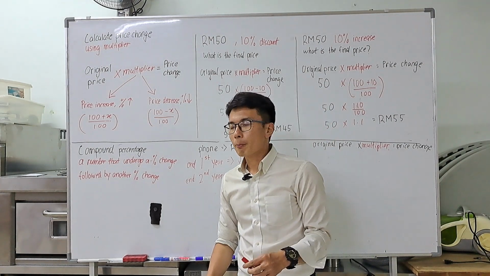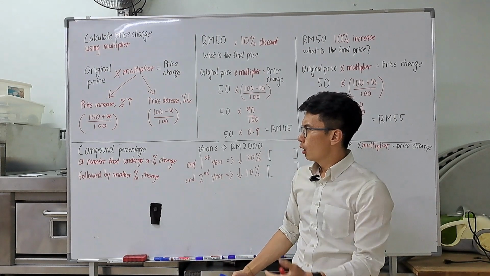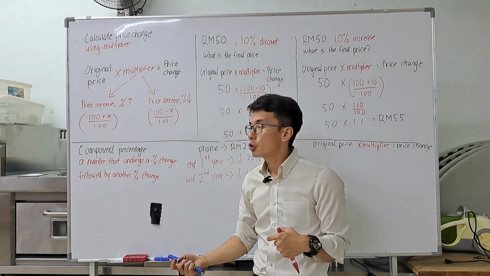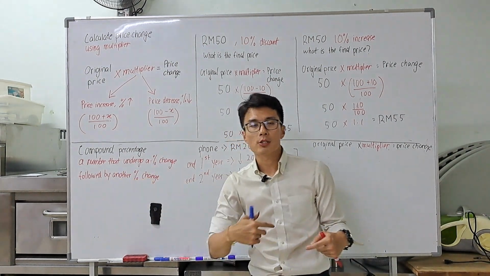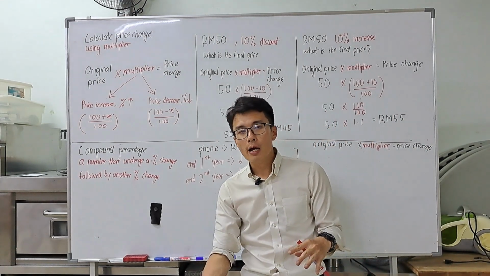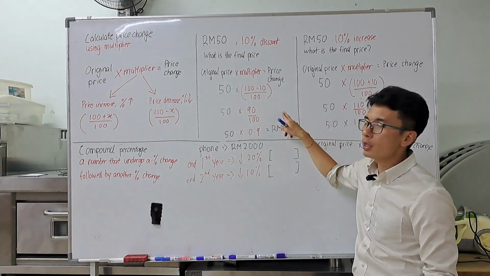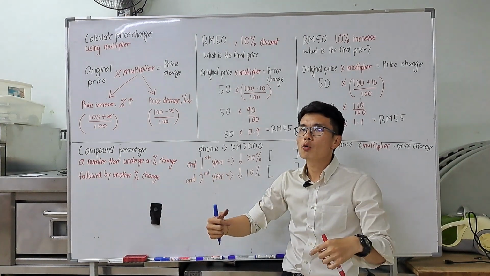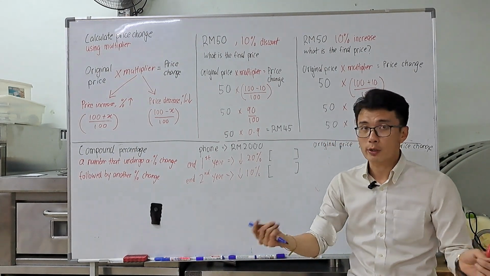Okay, the next example I'm going to talk about is compound percentage. What's compound percentage? Compound percentage is basically when a number undergoes a percentage change, followed by another percentage change. Which means the number has undergone multiple percentage changes. In the example I gave you earlier, they underwent only one change, but compound percentage will undergo more than one. It can be 2 times, 3 times, and so on, depending on the question.